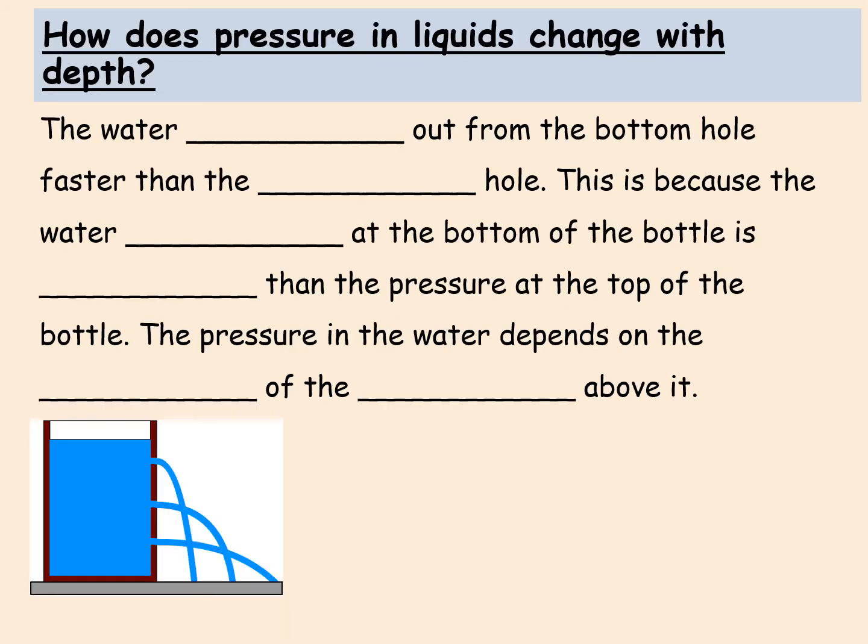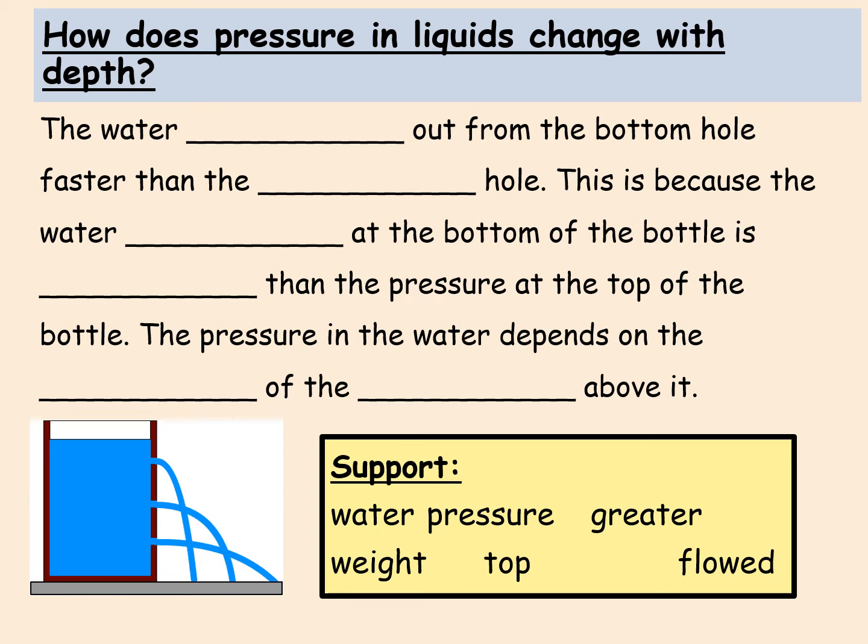So what you would have seen is similar to the picture at the bottom left of this page. With the 3 holes, the stream of water from the top hole would have landed nearest to the bottle. The middle hole is the second nearest, and the bottom hole would have gone the furthest away from the side of the bottle. So have a go at completing this. Fill in the missing words. I'm there to help you with the keywords. Pause the video to do this now.